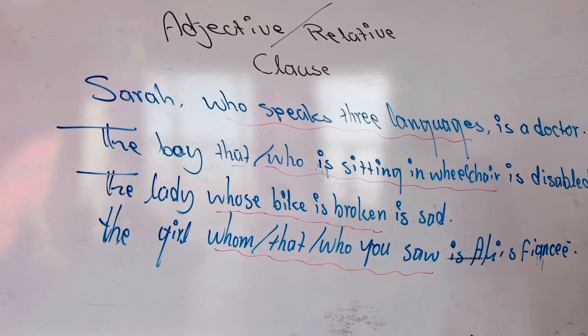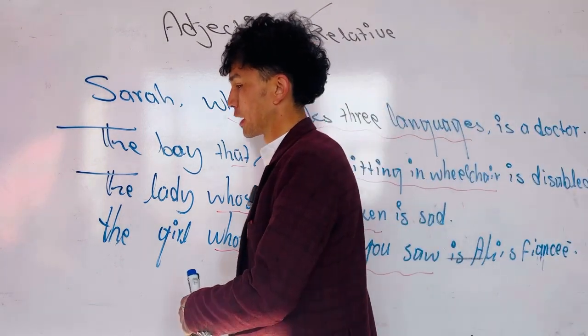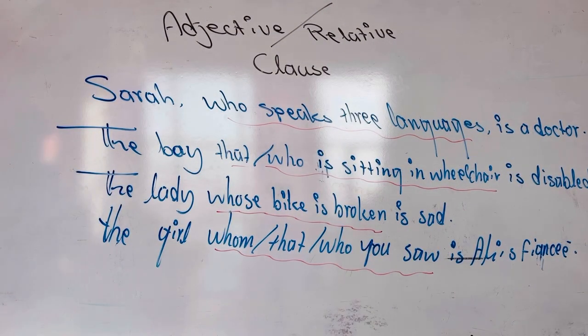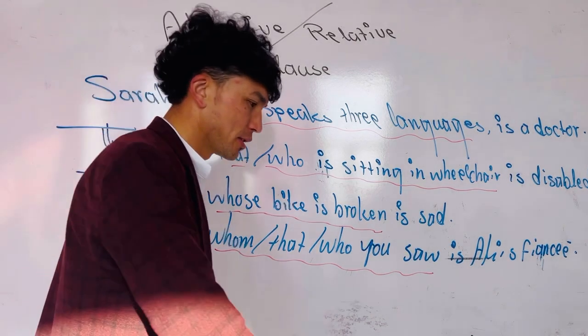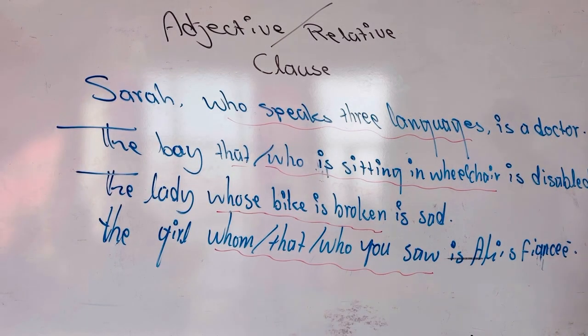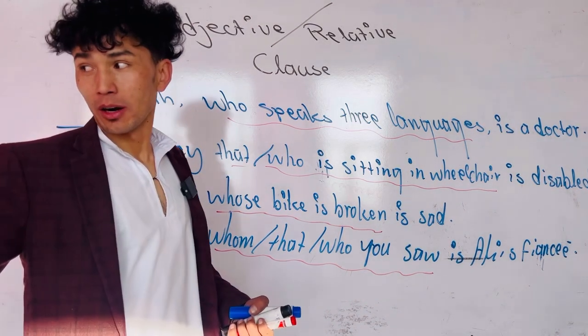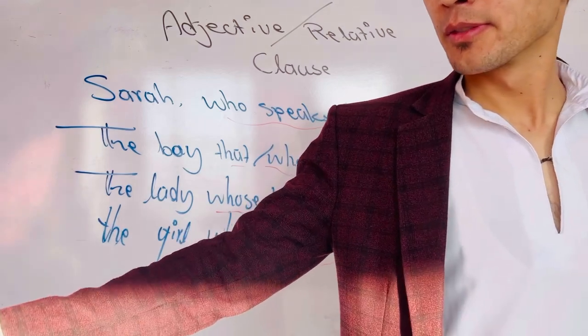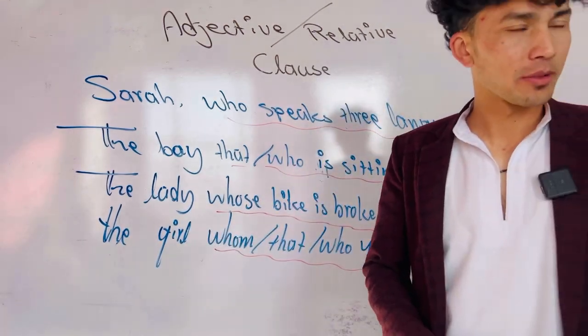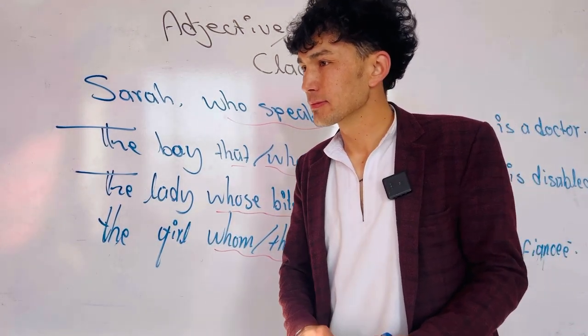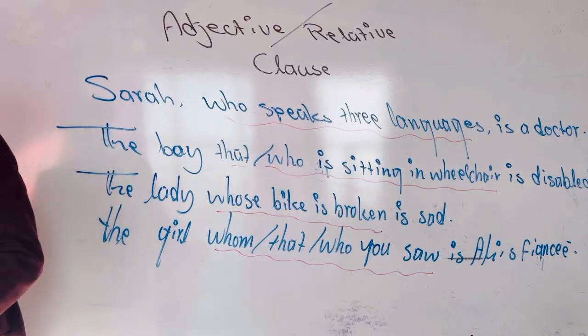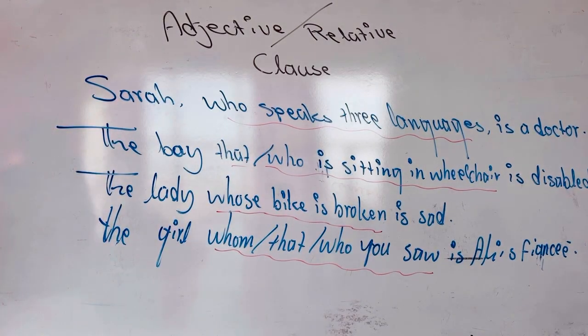Make your own examples. Let me see if you can do it. The man who works there is my friend's friend. Correct? The girl who died was a doctor. Correct. The teacher who is wearing a t-shirt is happy today.